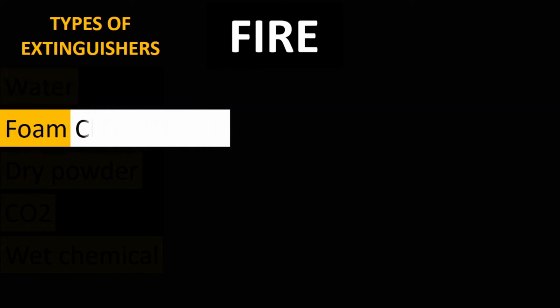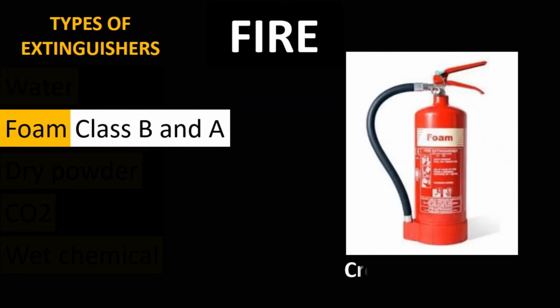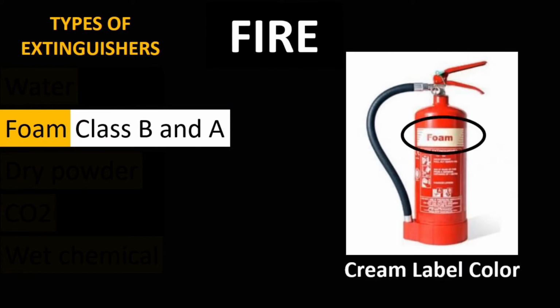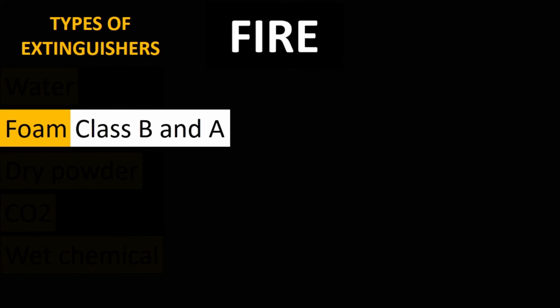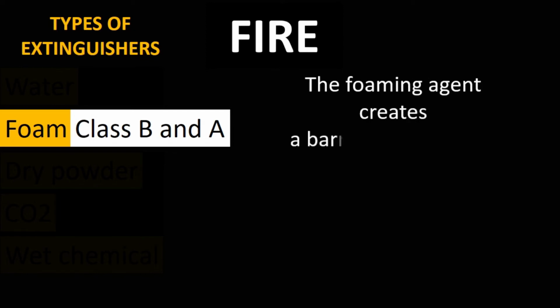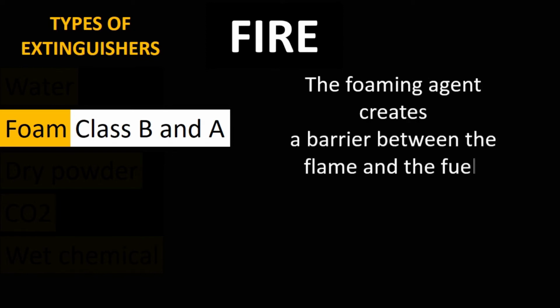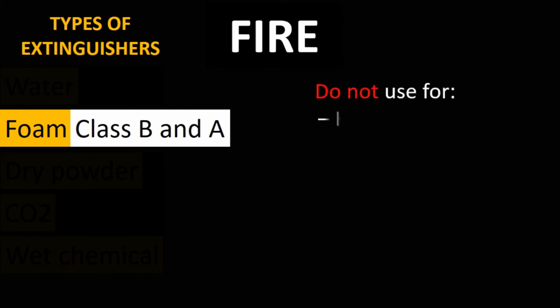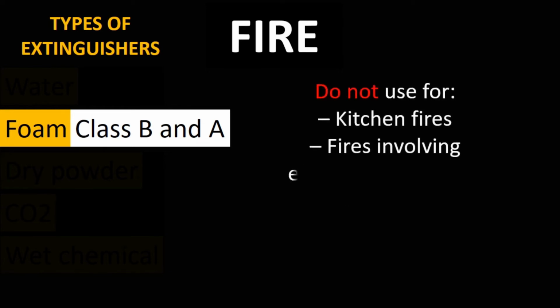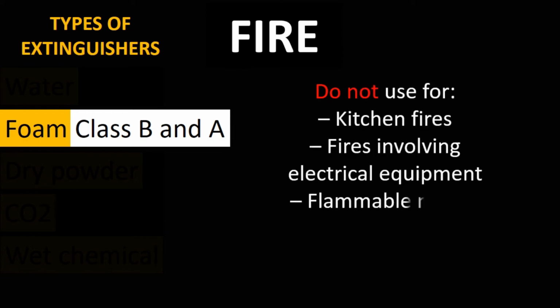Do not use water-type fire extinguishers for fires involving electrical equipment, kitchen fires, or flammable gas and flammable liquids. Second type of fire extinguisher is foam type. Foam type is used on Class B and Class A fire, and they have a cream label color. The foaming agent creates a barrier between the flame and the fuel, thus extinguishing the fire. Do not use foam type fire extinguishers for kitchen fires, fires involving electrical equipment, or on flammable metals.